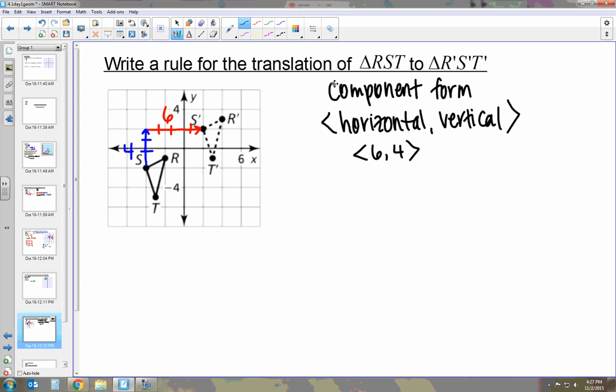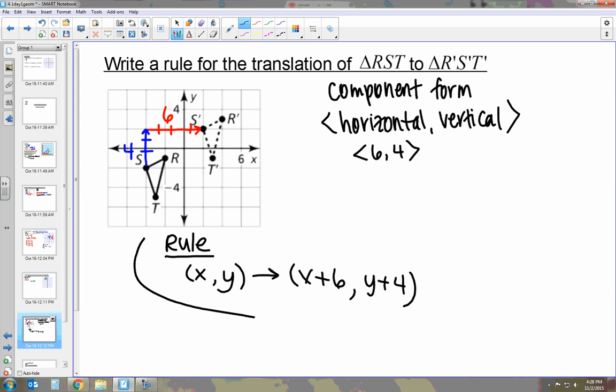But writing a rule is just using the same information, but writing it in a different way. Now, what we're doing is moving points, and the two letters that we use for a point are X, Y. So if we start off with point X, Y, and then we translate it, so we use an arrow, we're translating it somehow. Well, if we're moving it 6 units horizontally, that means we're taking our X values and adding 6 every time. So our rule is going to be X plus 6. And then if we're moving vertically up 4, that means we're moving all of our Y values by 4, so it's Y plus 4. And that is our rule right there.